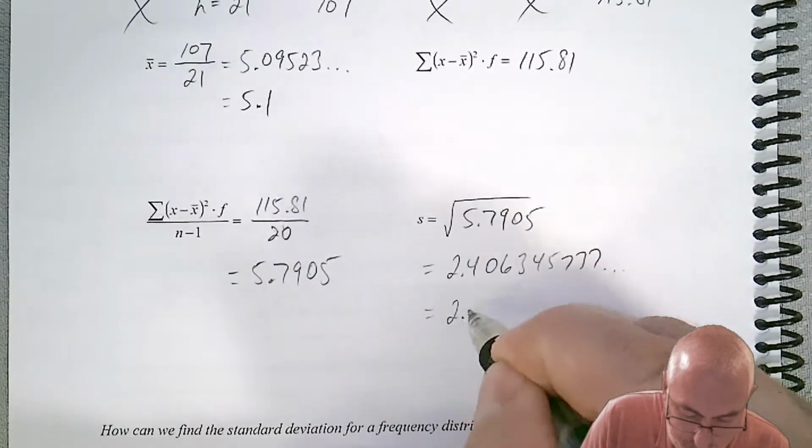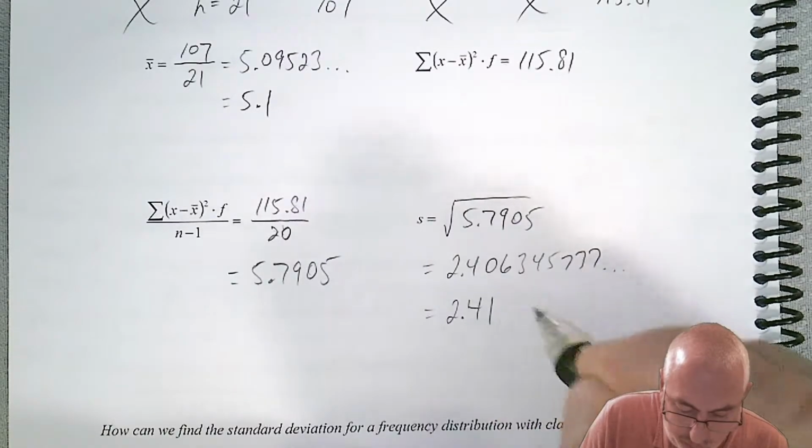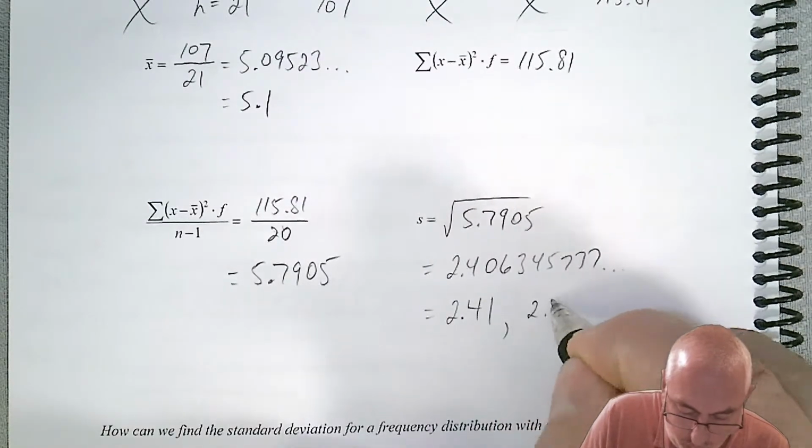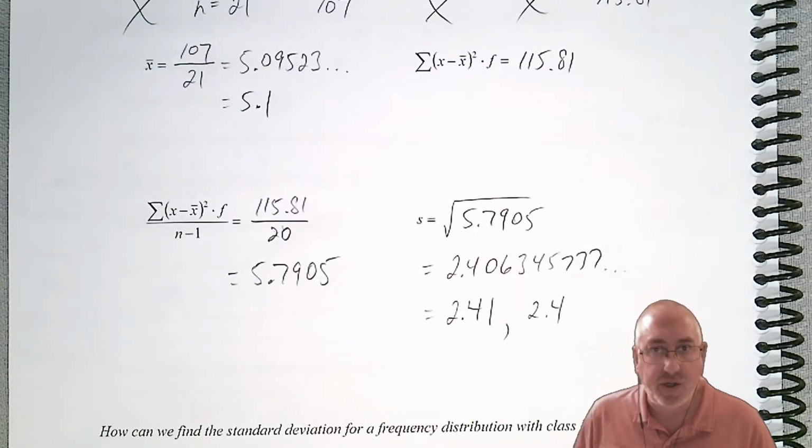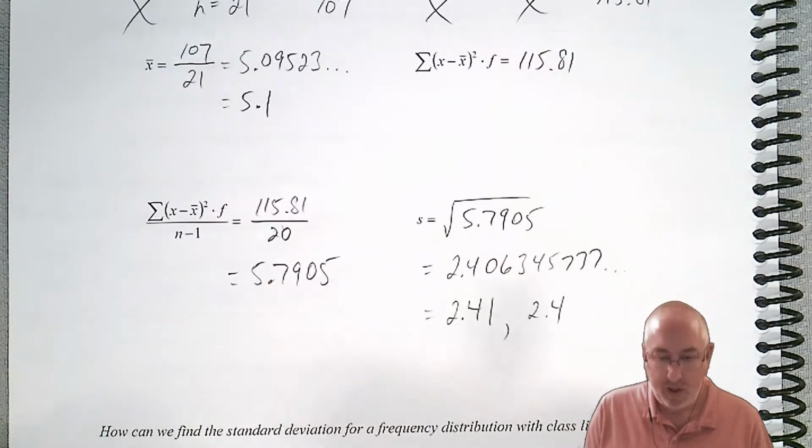And this one does look nice if we just round it to one place. But you remember, you can do either 2.41 or 2.4, but just follow the directions. The directions usually specify how many places to round it to. So as long as you do that, you will be safe.